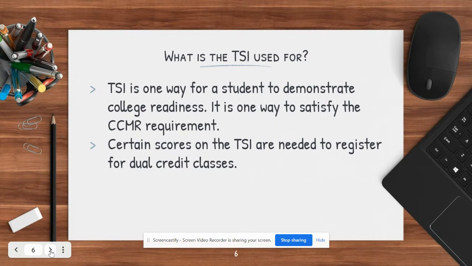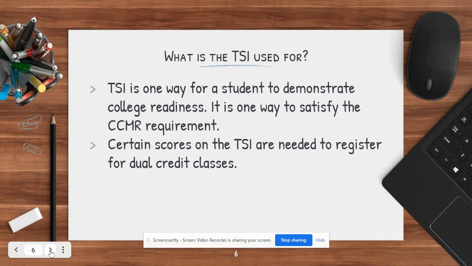Okay, what is the TSI used for? First of all, it stands for, and I can't believe I didn't put this in the slide, Texas Success Initiative. Sometimes the kids ask, they don't really need to know, but they often ask me, what does it mean? It is one way for students to demonstrate college readiness.